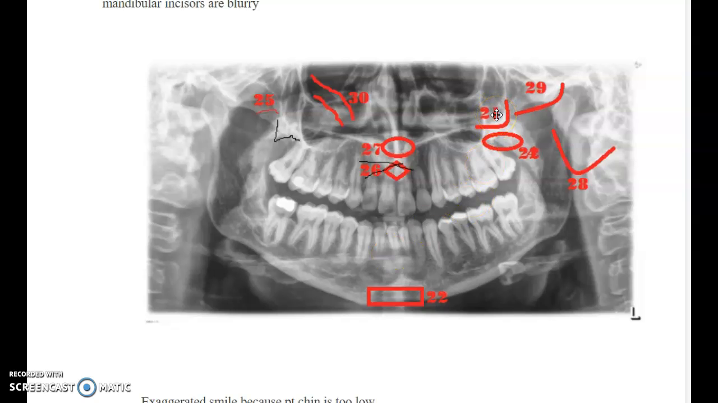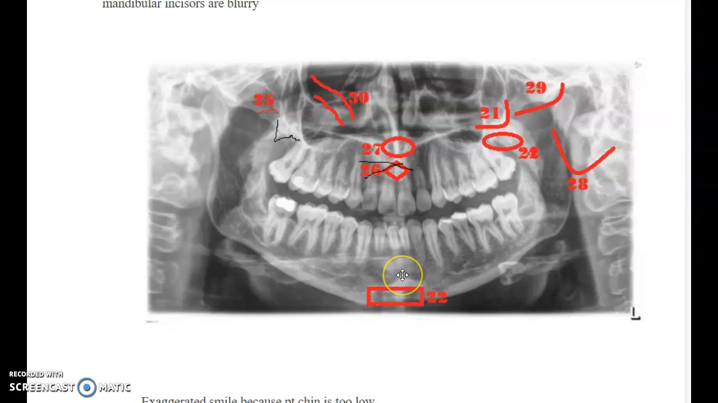21 is the zygomatic process. You can see here, it's a J or U shaped radiopaque structure located superior to the maxillary molar, right there. So it runs right there. Then number 22 is the mental fossa. It's right there, a radiolucent area present above the mental ridge. It's hard to see because there's whiteness there, but above that is the mental fossa, number 22.